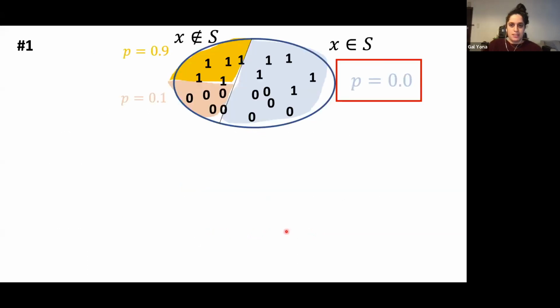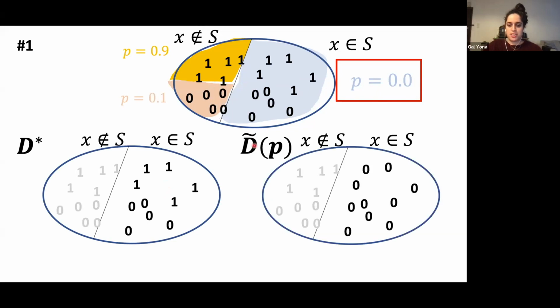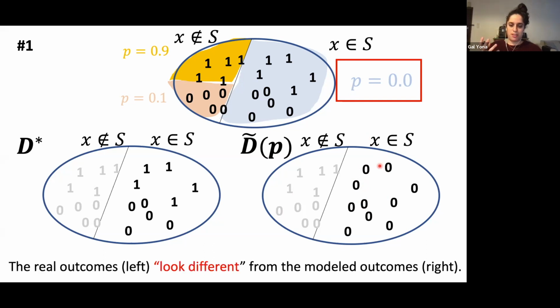Okay. So let's revisit these examples with this D star and D tilde in mind. This is the first example where, as you remember, everyone in S just receives a prediction of 0. So D star looks the same, I'm just copy pasting. But for D tilde of P, what I'm doing here is generating outcomes, one per X, by drawing a Bernoulli with bias according to P. So in particular, everyone in S is receiving a modeled outcome of 0, because I'm just drawing from a coin that has bias 0.